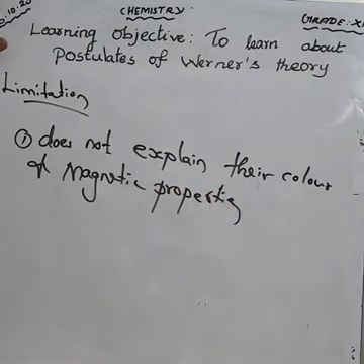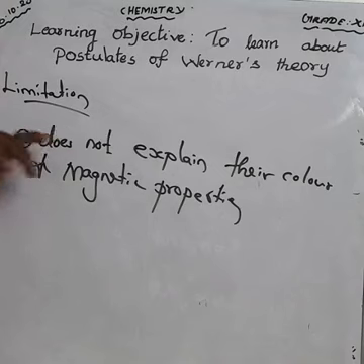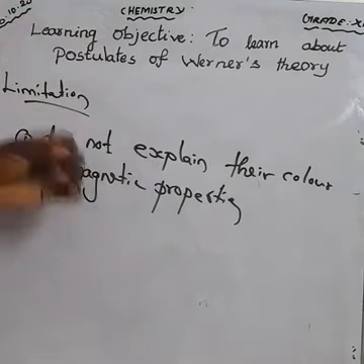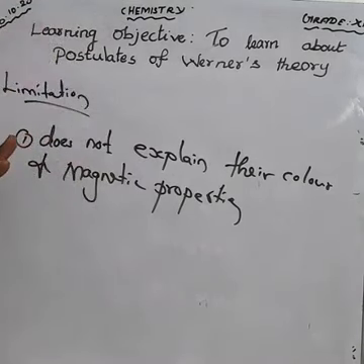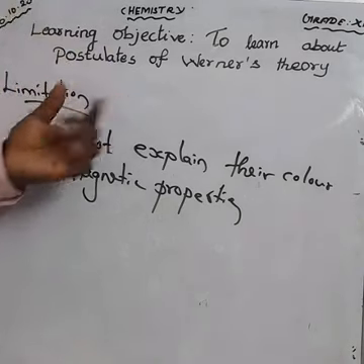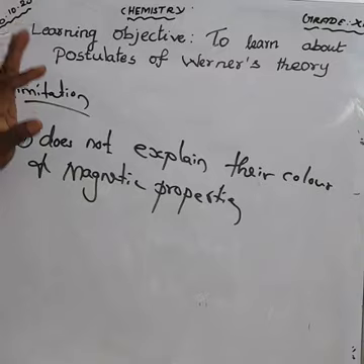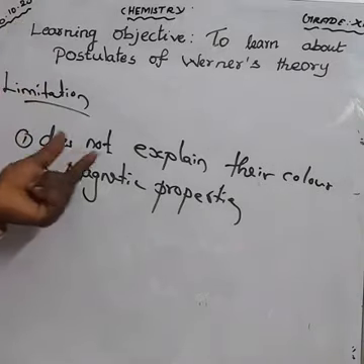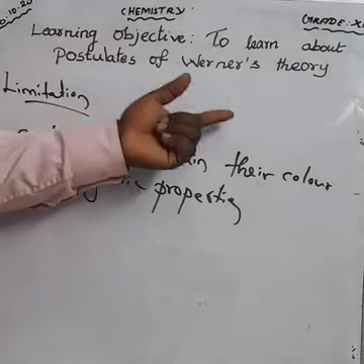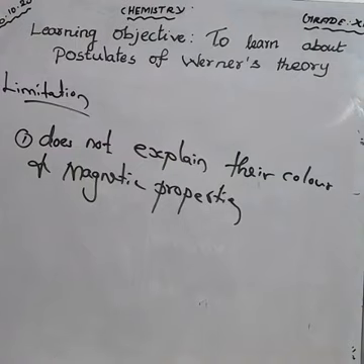Okay, this is one of the limitations. This is for the 2-mark question. Here about the limitation, Werner's theory was able to explain a number of properties of coordination compounds, but it does not explain their color and magnetic properties. Okay, next about some 2-mark questions.